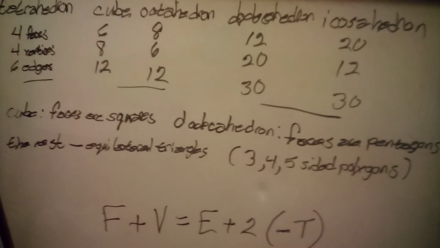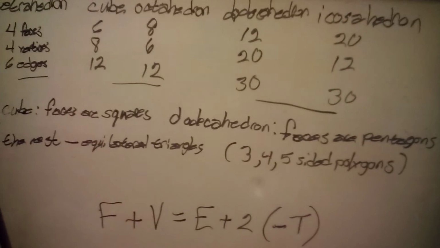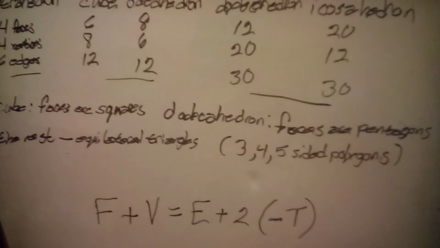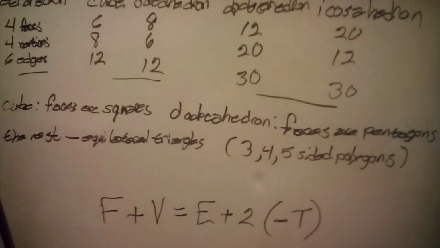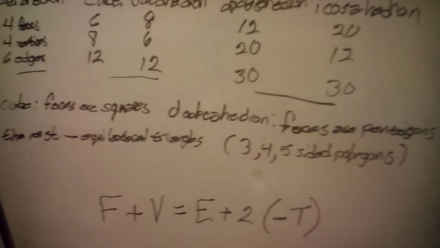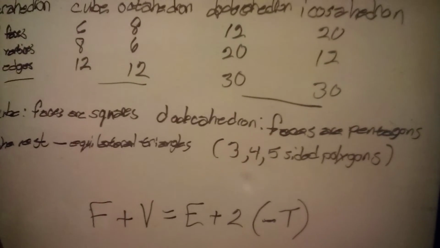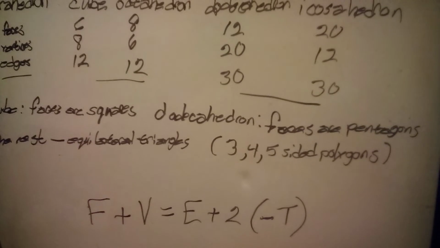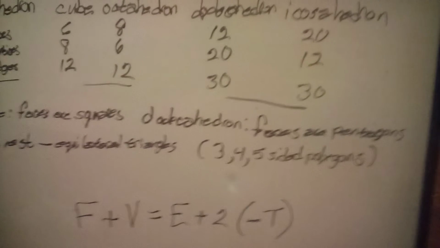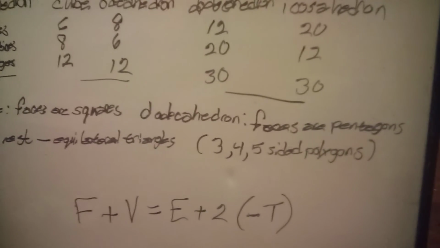The tetrahedron is kind of like a pyramid. It has 4 faces. Cube has 6. Octahedron has 8. Dodecahedron, as the name says, has 12. And icosahedron has 20. Okay, so the tetrahedron, with the 4 faces, has 4 vertices and 6 edges in the figure. Cube has 6 faces, 8 vertices, and 12 edges. The octahedron has 8 faces, 6 vertices, and 12 edges.